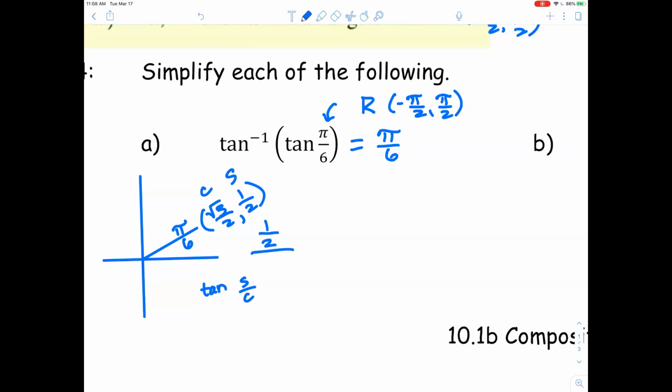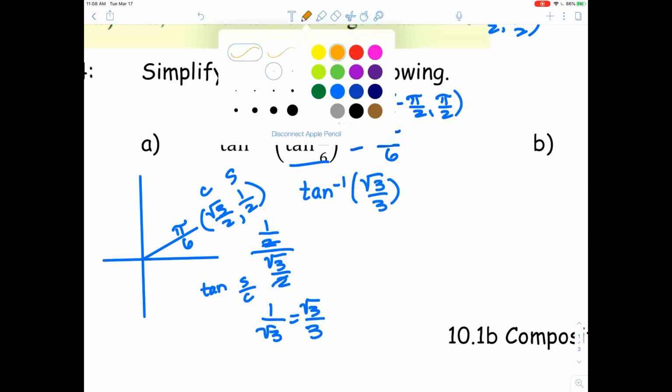So let's do a little math here of 1/2 divided by the square root of 3 over 2, and that gives us 1 over the square root of 3, which we then change to the square root of 3 over 3. So let's come back up here and go, all right, so the tangent of pi over 6 is the square root of 3 over 3.